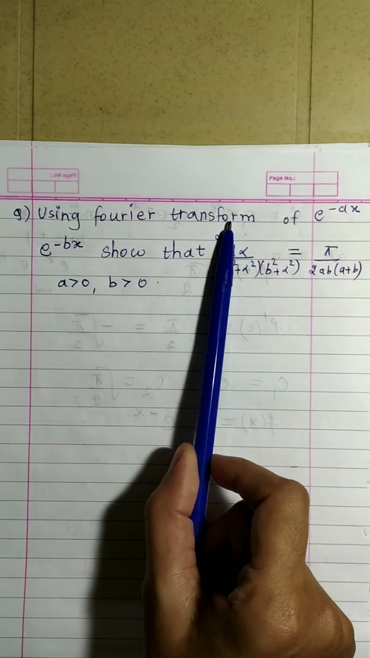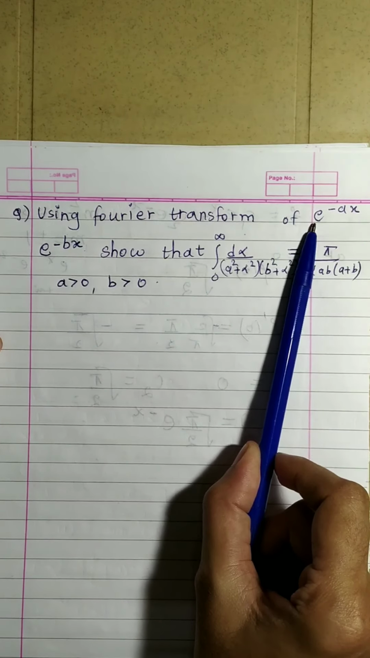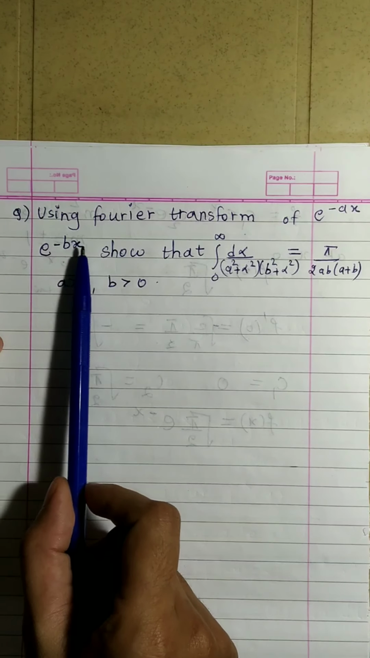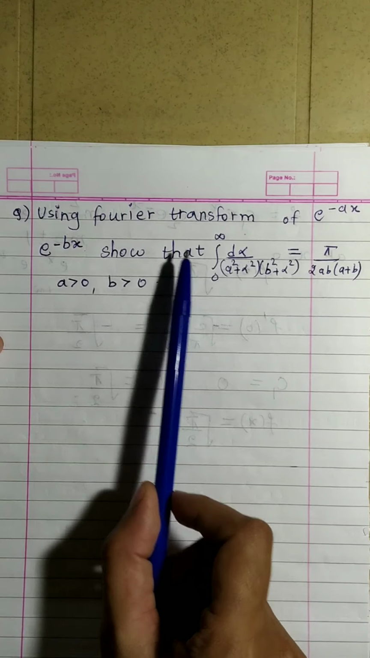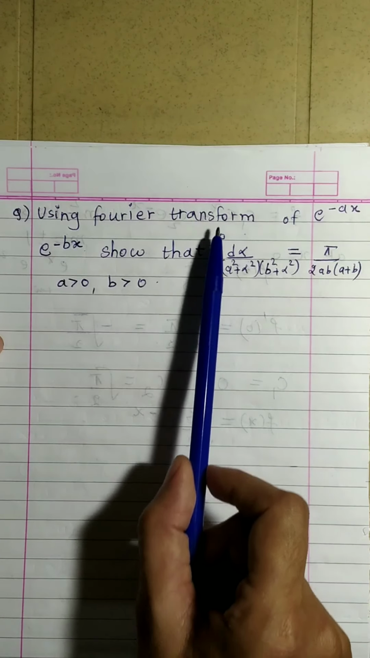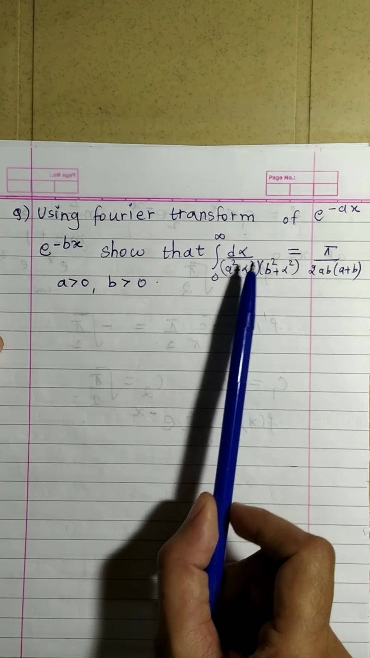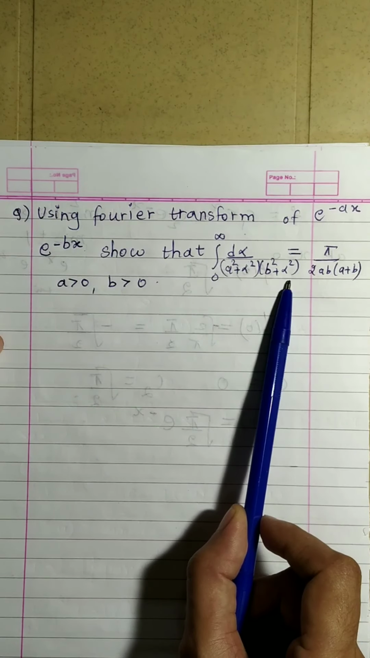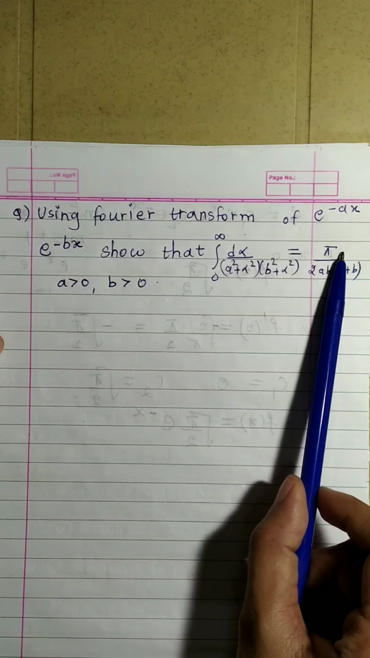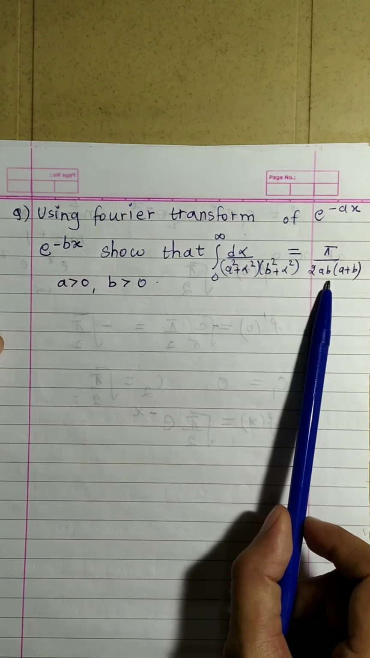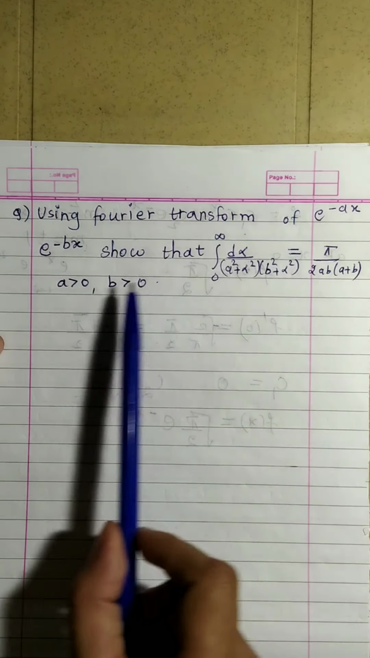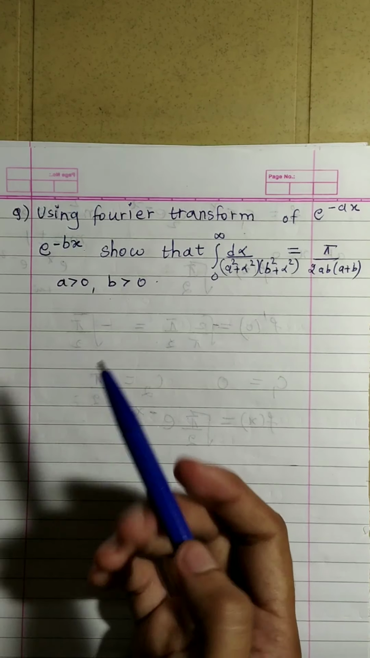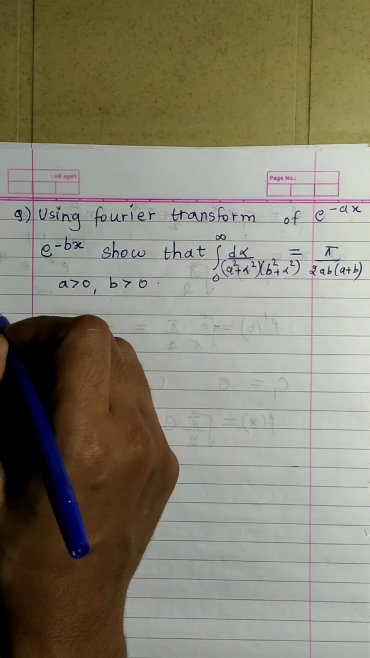Using the Fourier transform of e raised to minus ax and e raised to minus bx, show that the integral from 0 to infinity of d alpha over (a square plus alpha square)(b square plus alpha square) is equal to pi upon 2ab(a plus b), where a is strictly greater than 0 and b is strictly greater than 0. Okay.